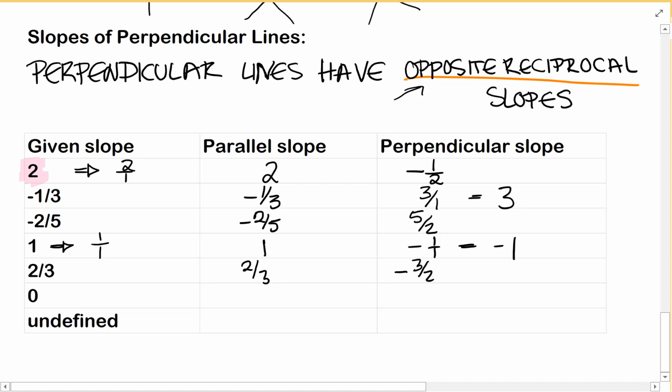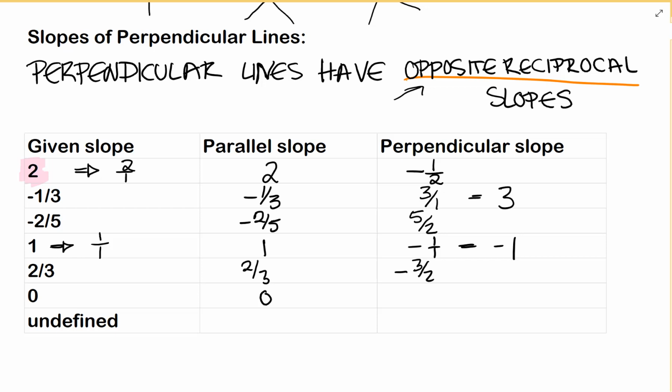3/2. The given slope is 0. What is the parallel slope? It's the same. Always the same. Perpendicular slope, though, you've got to change the sign. 0 is neither positive nor negative. And then flip it.